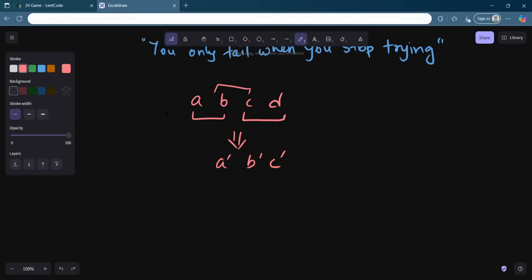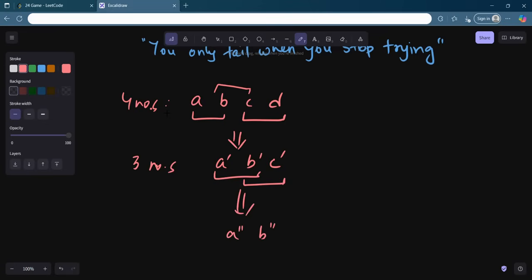Initially you have 4 numbers, and by performing operations you get reduced to 3 numbers. You can perform the operations in any way. And in this also you can select 2 numbers side by side and you will get another 2 numbers, a double dash, b double dash.